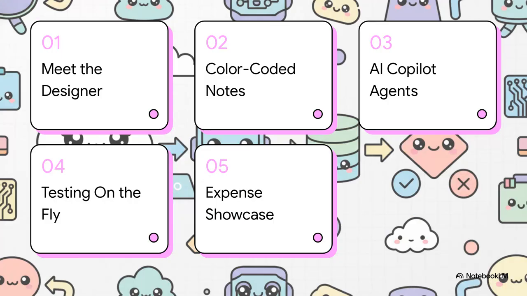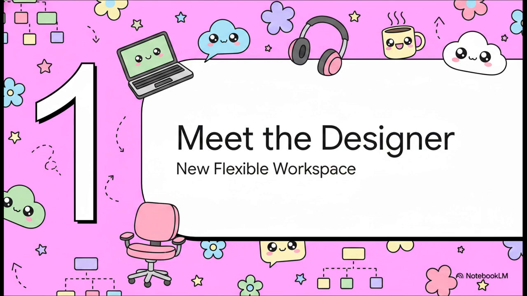So, here's our game plan for today. We'll start by meeting the new designer workspace, check out some handy color-coded notes, see how to easily deploy AI Copilot agents, look at a really cool new testing feature, and then tie the whole shebang together with a real-world expense receipt showcase. All right, first up, meeting the designer and getting comfortable in your brand new flexible workspace.